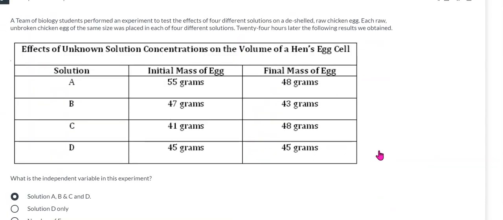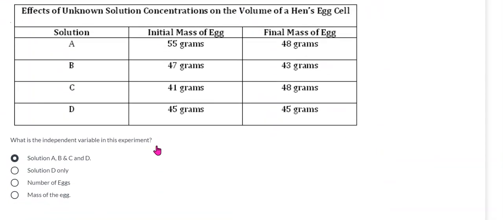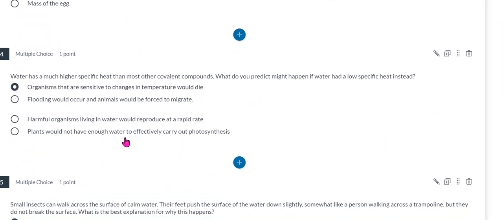And again, the same scenario here. What is the independent variable of the experiment? From the options given, it should be the solutions, the different types of solutions that they used. If the question said D is the control, it would be given, but in this question it's not given. So the different types of solutions, A, B, C, and D, are the independent variable of the experiment.